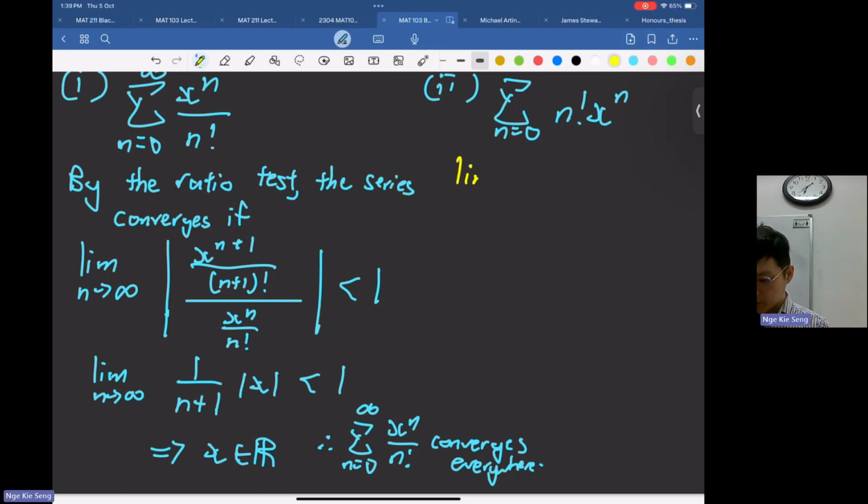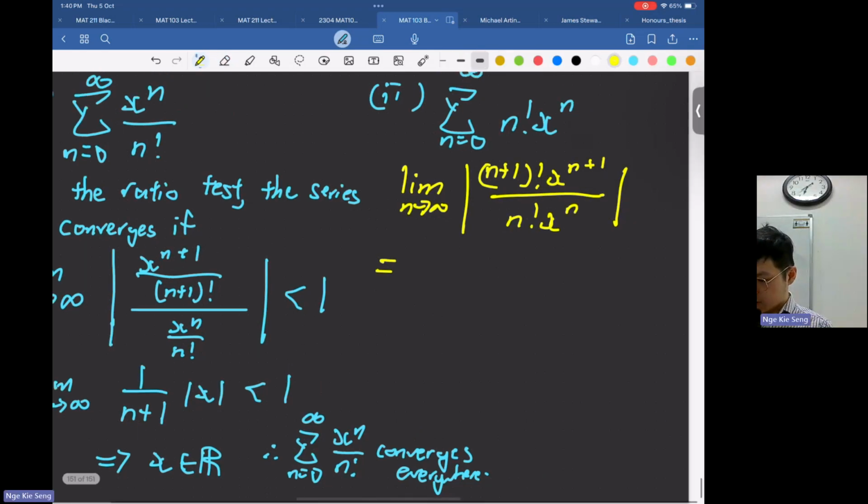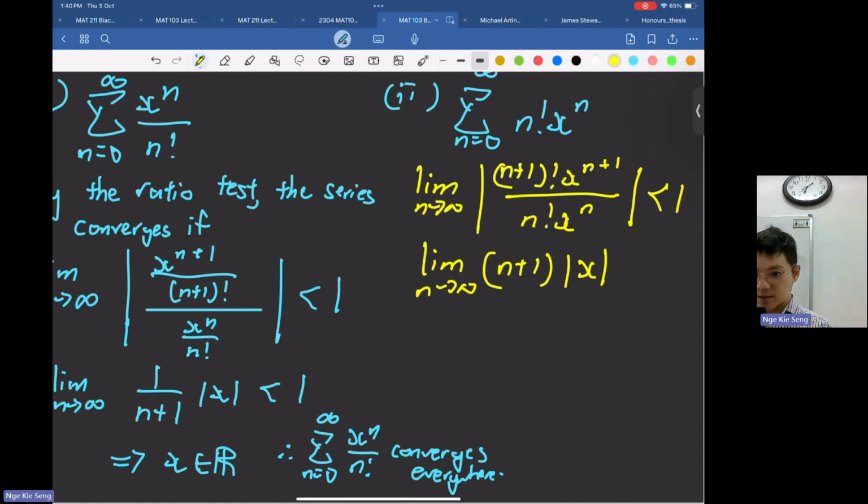Similarly, we have to check the ratio. So this is n plus 1 factorial times x to the power n plus 1, over n factorial times x to the power n. What's this limit? We want this limit to be less than 1. And the limit here is n plus 1 times the absolute value of x, which must be less than 1.